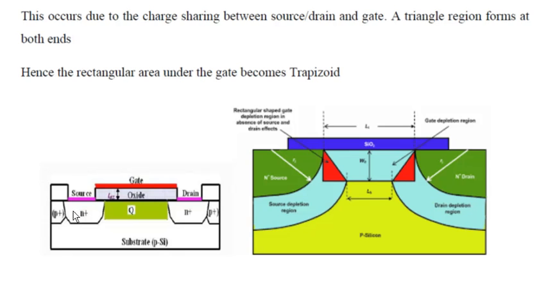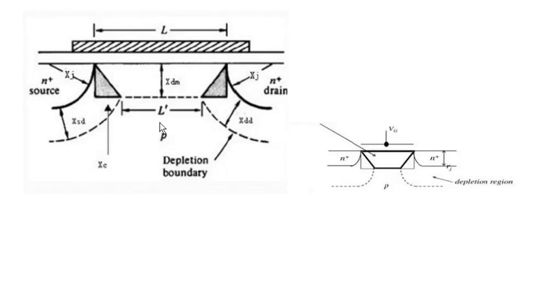So we can see that. This is our channel. Here, instead of a rectangular region, we have a trapezoid near this depletion region. Here we can also see that when we shorten the channel, this rectangular area is changed to a trapezoidal area.